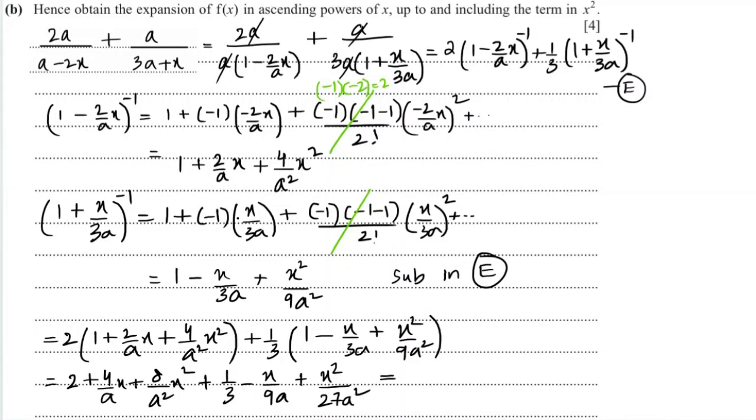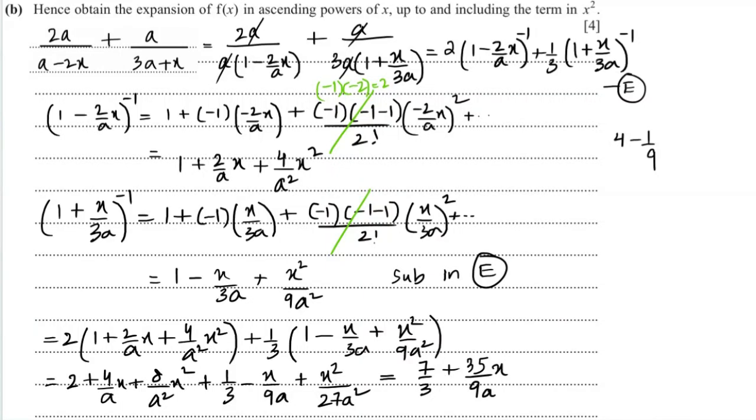Okay, so you need to now simplify these. So let's see, 2 plus 1/3, that's going to be 6 plus 1, 7 over 3, that's the first term. Okay, who cares about the a? For the x terms, let me just do some rough work. 4 minus 1/9, that's 36 minus 1. So that's 35 over 9a, and x.